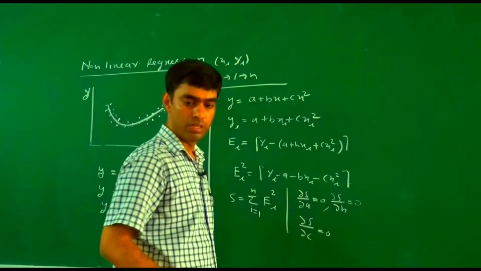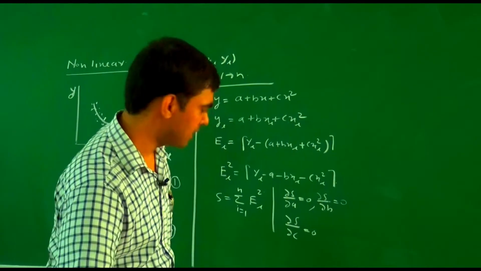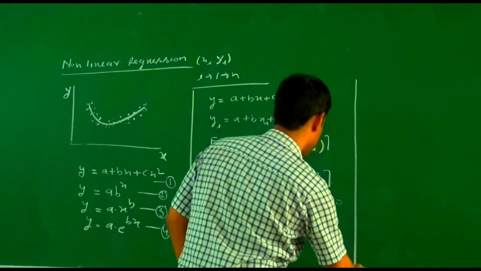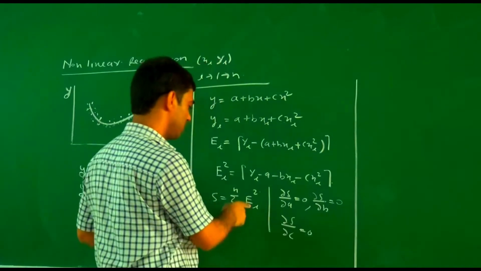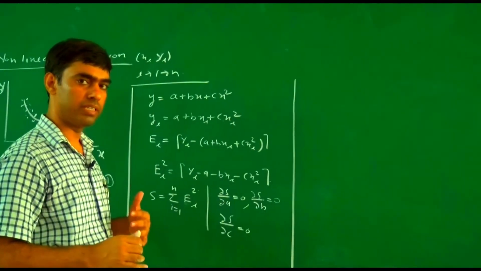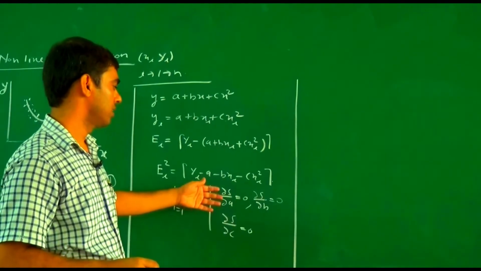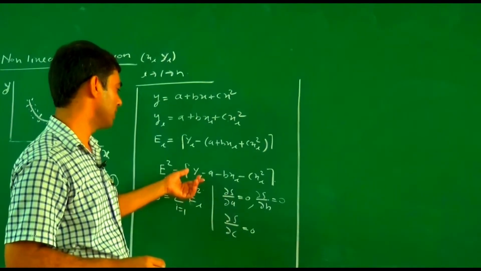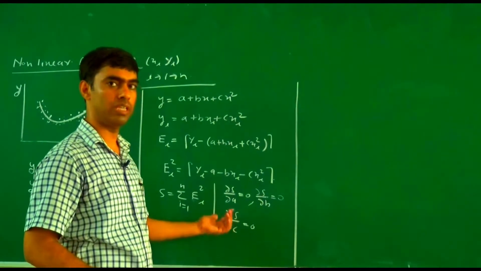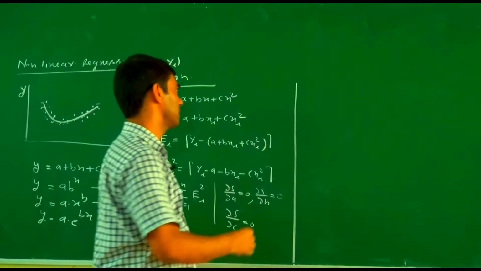So after simplification of these three equations, what is the normal equation? As we described in an earlier lecture, by the principle of least squares, we find the partial derivatives of S with respect to a, with respect to b and with respect to c. Then we simplify. Then what are the normal equations?